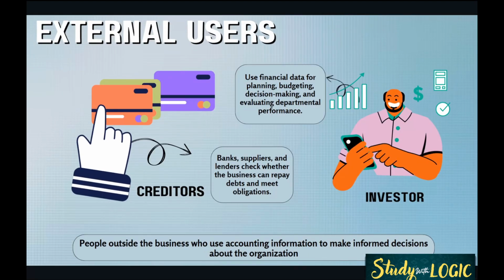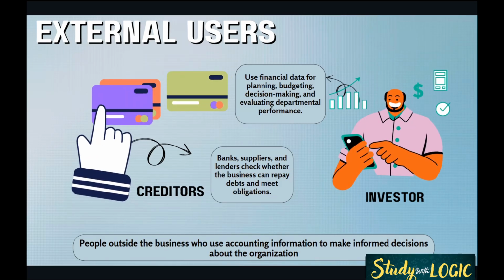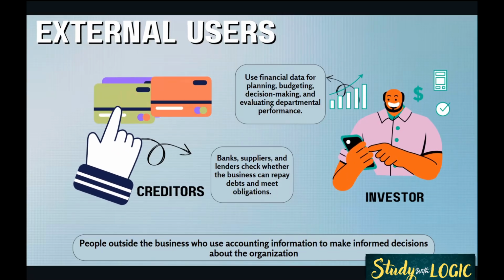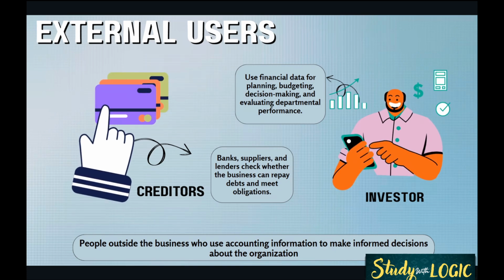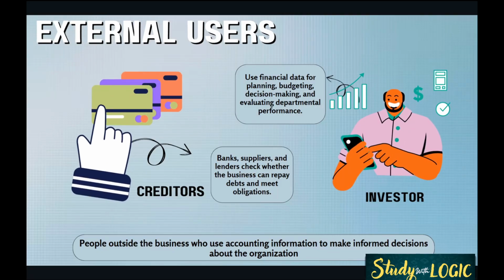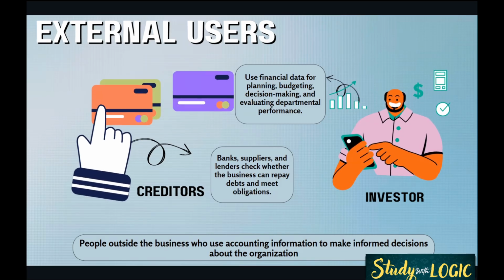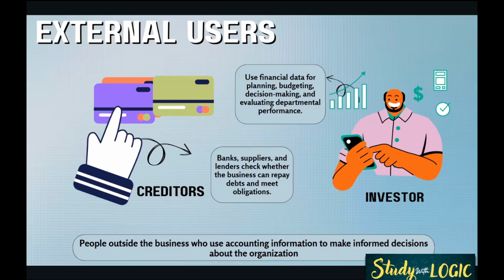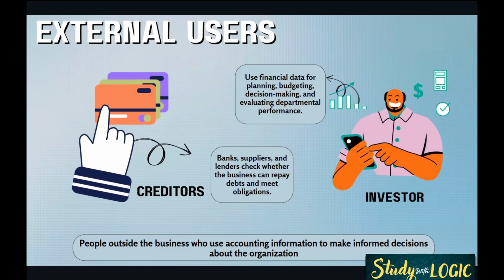Next, we have external users. These are the users who are outsiders of the organization but have an interest in the business's financial status. First come creditors. Creditors include banks, suppliers, and lenders who provide loans or goods and services on credit. They need accounting information to assess the company's creditworthiness and ability to repay debts. For example, a bank reviews a company's balance sheet and cash flow statements before approving a loan to see if the business can pay it back on time.